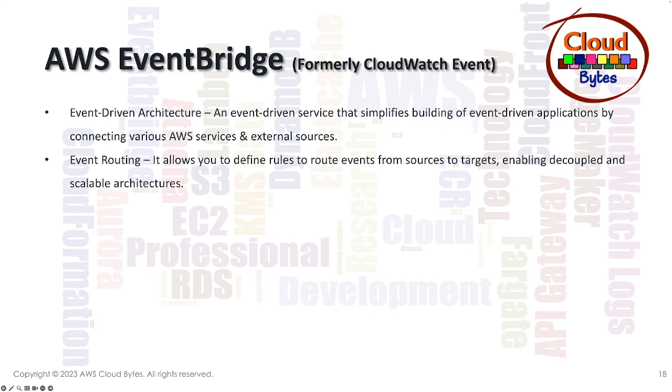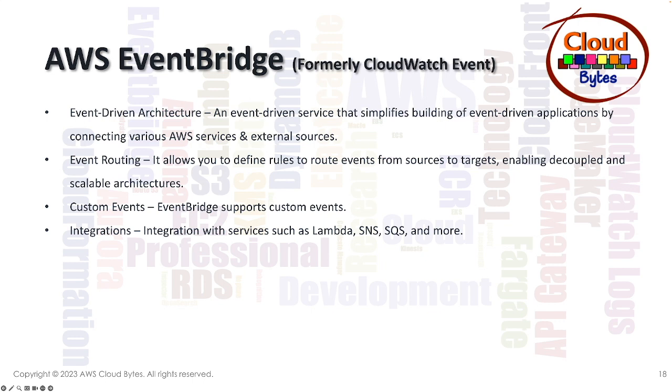The event routing, which is the second point over here, allows you to define the rules for routing events. So you can say from source to targets, enabling a decoupled and scalable architecture. So it's basically a publisher-subscriber kind of scenario you can have, or you can have a listener setting, listening to an event. It's basically a subscriber. You can have custom events built. And it makes our life easy to integrate custom applications and services into this event-driven ecosystem. It has integration with various AWS services, such as Lambda, SNS, SQS. It enables us to respond to events across your entire application stack.